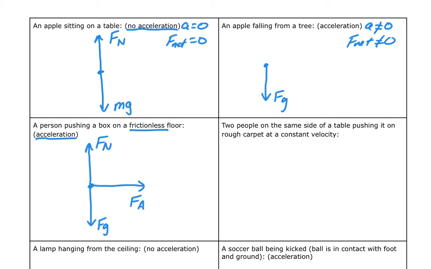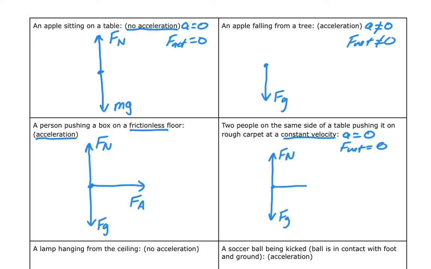Two people on the same side of a table pushing it on rough carpet at a constant velocity. Well, this constant velocity is a key. This constant velocity is telling me that the acceleration on this object is 0, so the net force must be 0 as well. So right away, I'm going to go ahead and put the force of gravity. And I know that I'm going to have a normal force as well. That's going to be the same size as the force of gravity because I assume that the object is not jumping up or down. And then it says there's not just one, but two applied forces.